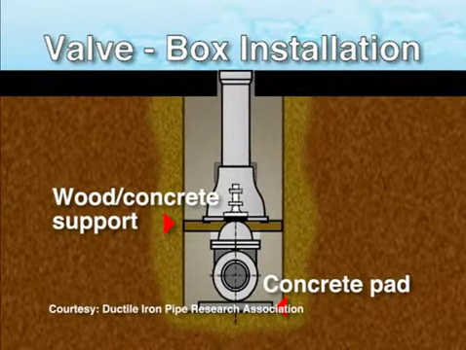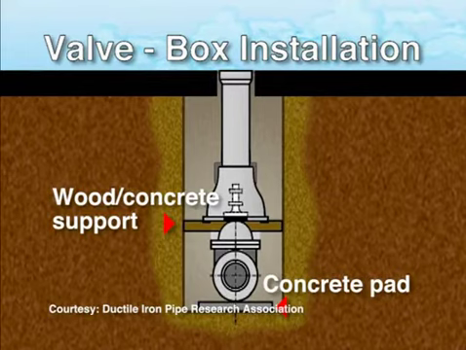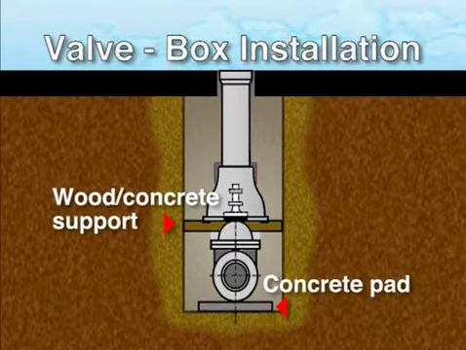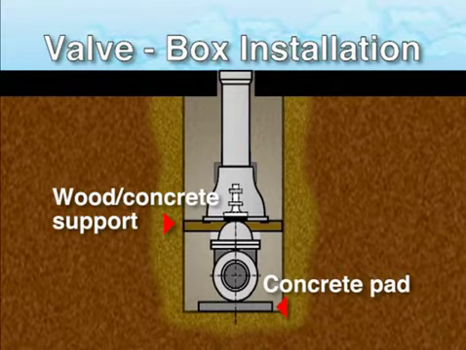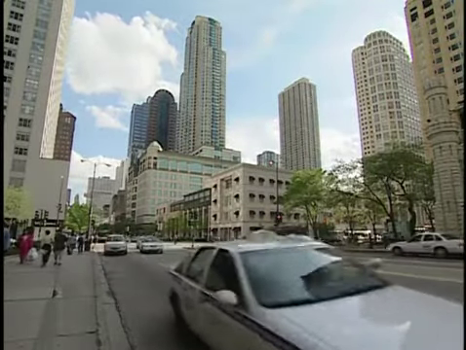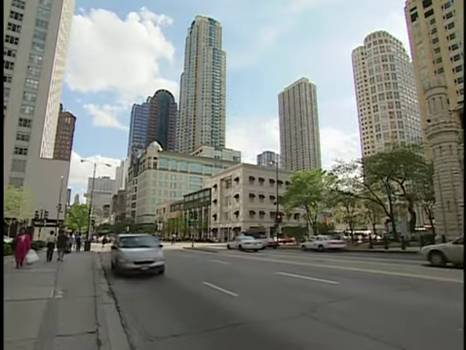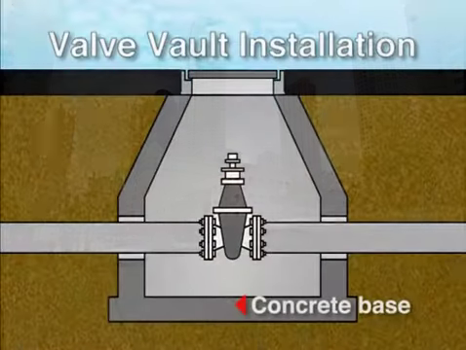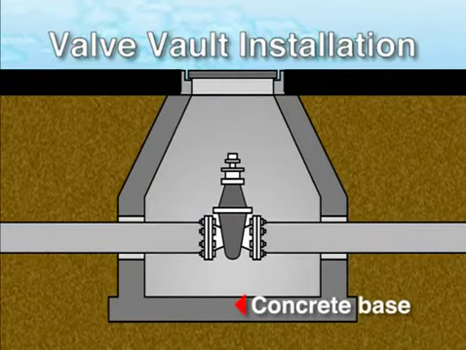Valve boxes are made in 2 or more pieces that are adjustable to the depth of the valve. The bottom of the box should be supported externally, so it doesn't rest on the valve. If the box was supported directly on the valve, the pounding of traffic on top of the box could damage the valve or piping. A valve vault is constructed around a valve after it is installed.